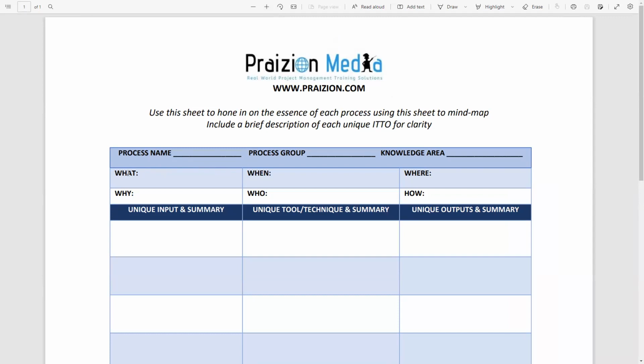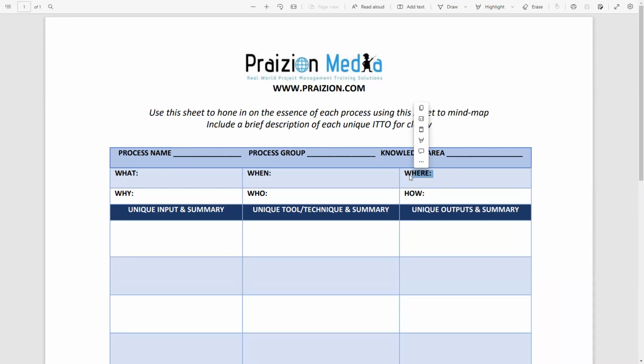I have, what is the process? Describe it in your own words. When does it take place on the timeline? Is it before the charter, after the plan, before the plan, things like that? Where does it take place in terms of physical location? Give some examples to make this real to you.